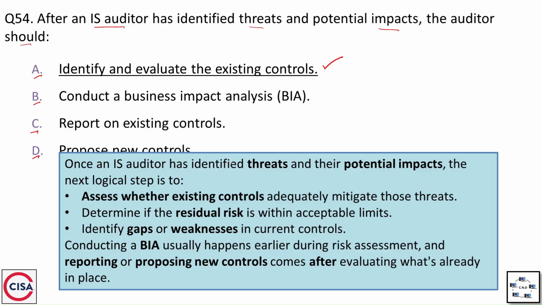So once an IS auditor has identified threats and their potential impacts, the next logical step is to assess whether existing controls adequately mitigate those threats, determine if the residual risk is within acceptable limits, and identify gaps or weaknesses in current controls. Conducting a business impact analysis usually happens earlier during risk assessment, and reporting or proposing new controls comes after evaluating what's already in place.